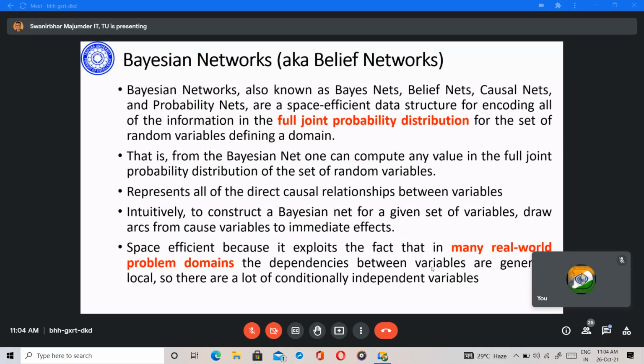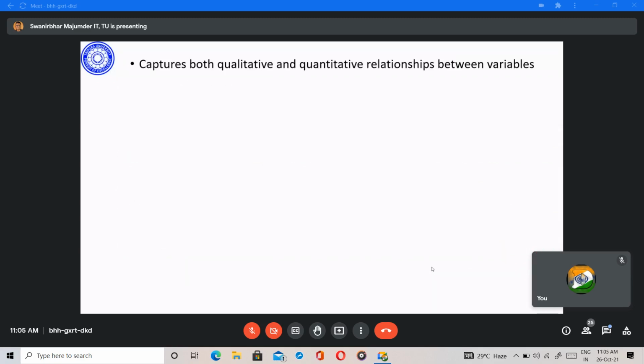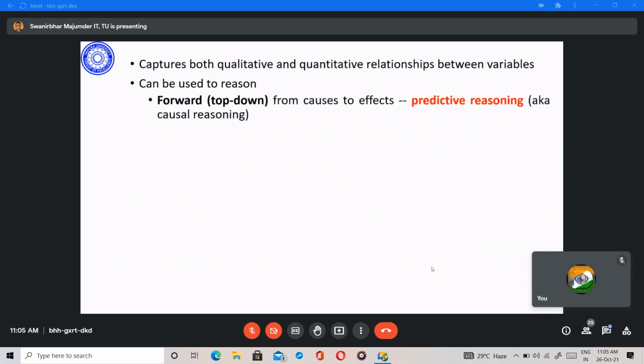So that's why we can correlate them and take those into account. You have different dependency variables which you can correlate for different problem domains, and you can draw the data flow diagram and show how the decision making is done. You can capture the qualitative and quantitative relations between the variables, and they can be used for reasoning. Either you can do forward.